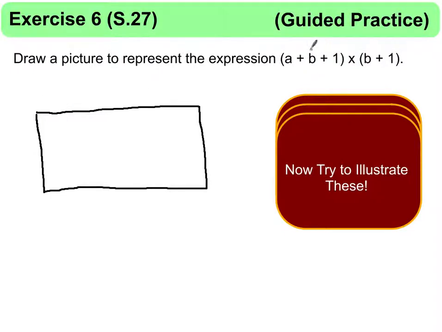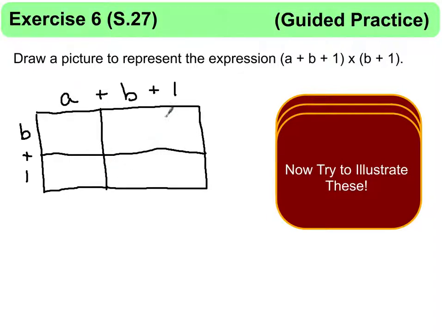Now I could put this on the side or the top. I'm going to choose to put it at the top this time, where I write a plus b plus 1, and I'll write the second factor, b plus 1, here at the side. And again, each time that I observe a plus sign, I will draw a corresponding vertical or horizontal bar to divide it up. And this time you see that I have 6 individual boxes to compensate for what is happening.